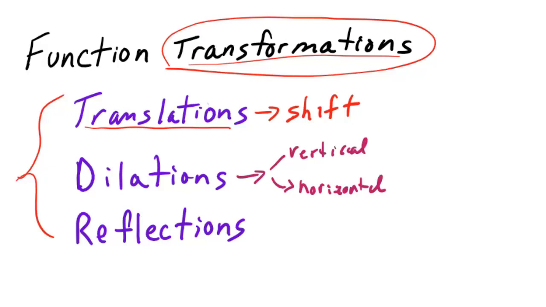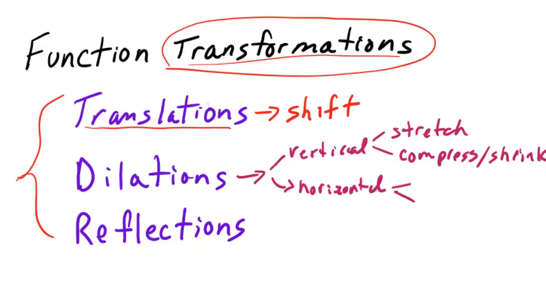It's vertical or horizontal. And the two types are stretch and compress. Another word that I've seen for compress is shrink. The graph is getting smaller. So horizontal down here has the same two characteristics, only it's done side to side instead of up and down. Vertical is up and down on the y and horizontal is left and right on the x.